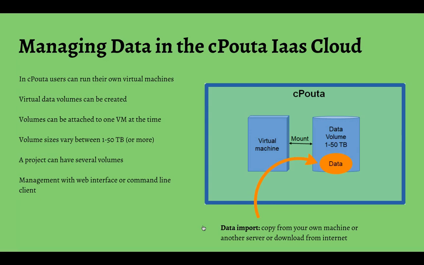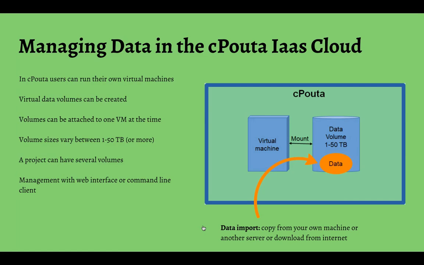Data volumes you could think of as virtual USB hard drives, which you can plug into one virtual machine at a time. Typically your project will be granted a storage quota, something like 1 to 50 terabytes. From this storage quota, you can then define data volumes with different sizes. So a project can have several data volumes, and you can create new ones and delete old ones during the project.